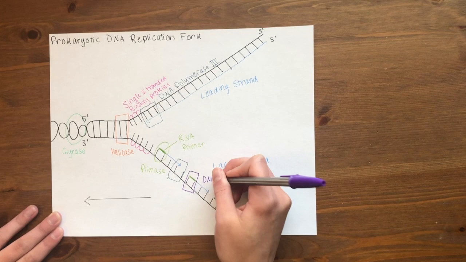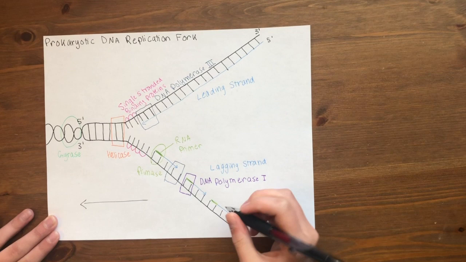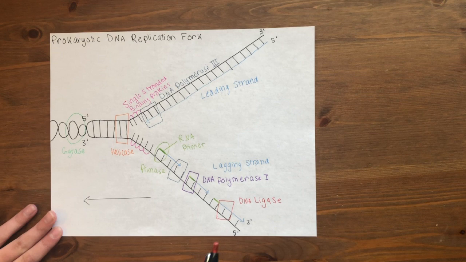DNA ligase joins the discontinuous strands of the Okazaki fragments and forms phosphodiester bonds, making it a continuous DNA strand.